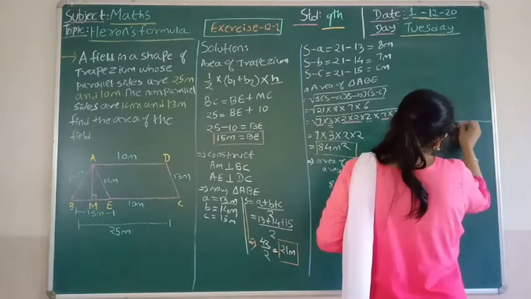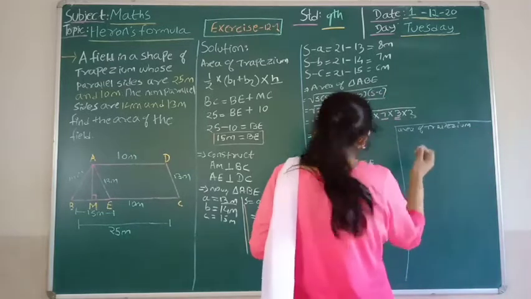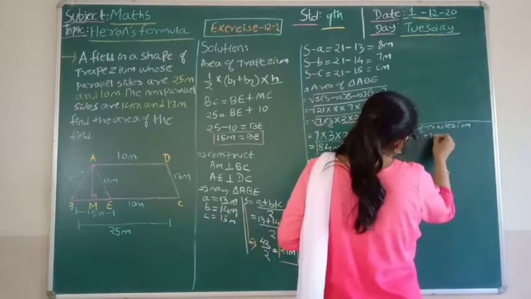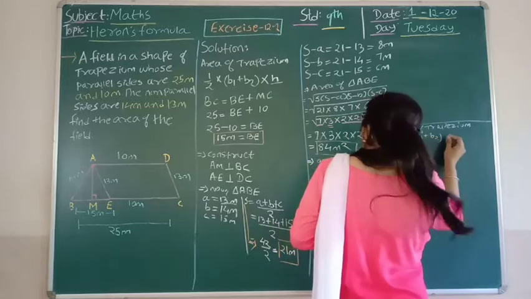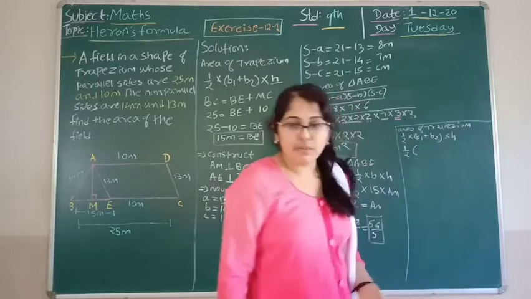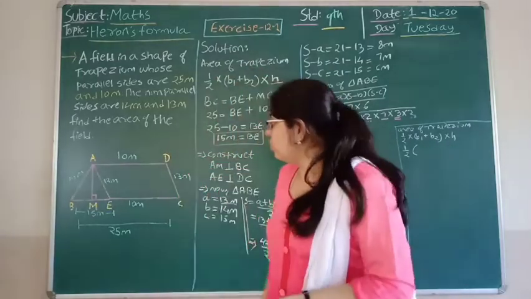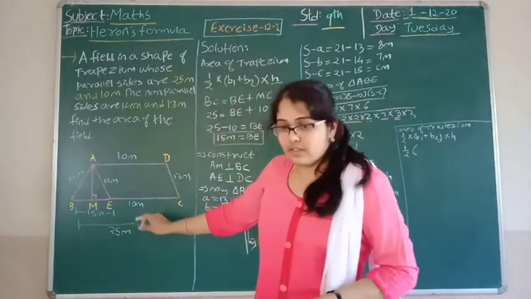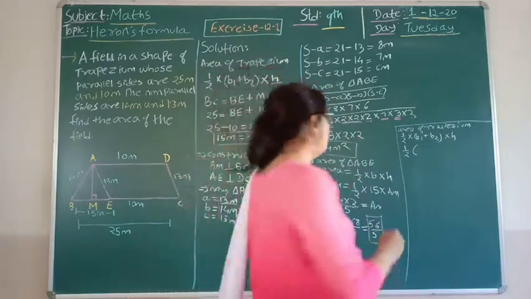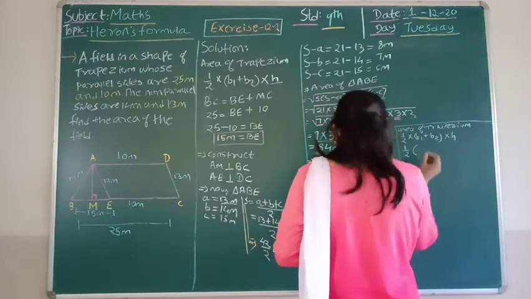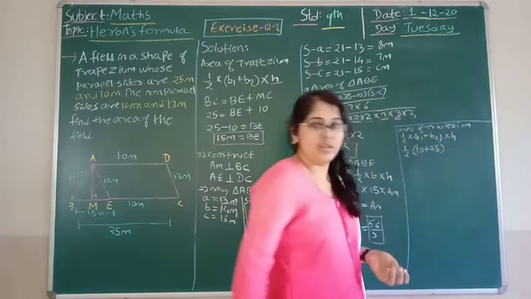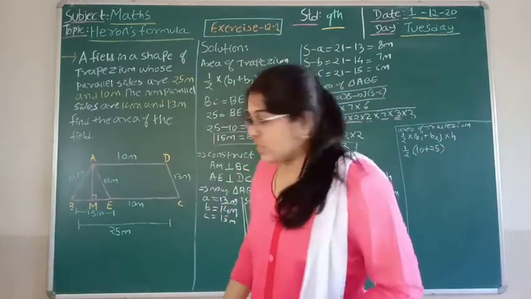That is half into B1 plus B2 multiplied by height, and we know that B1 plus B2 is equal to 10 plus 25, because we have two bases over here. So writing this as 10 and this whole as 25.